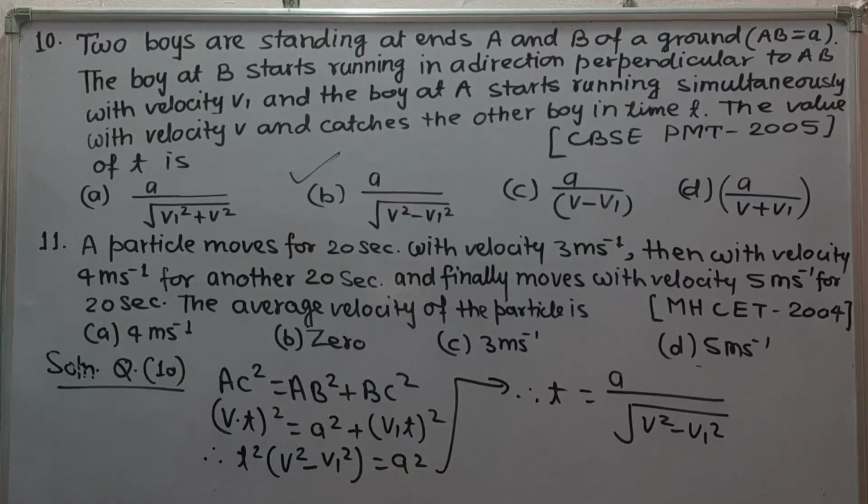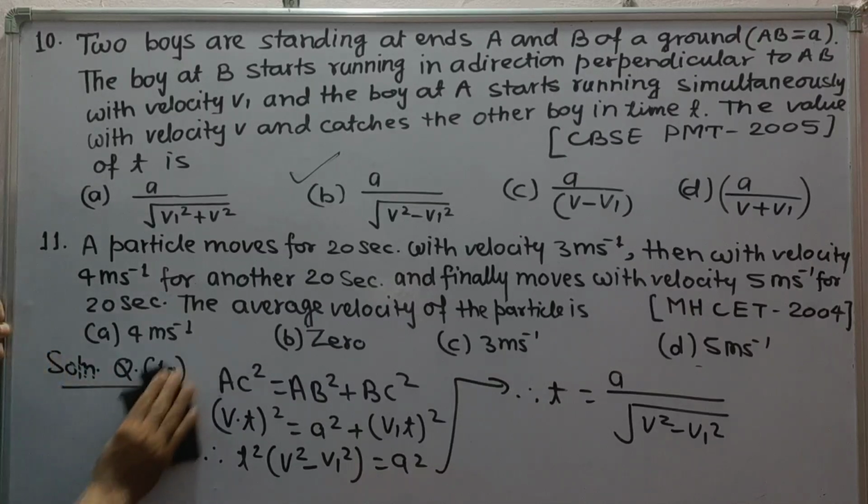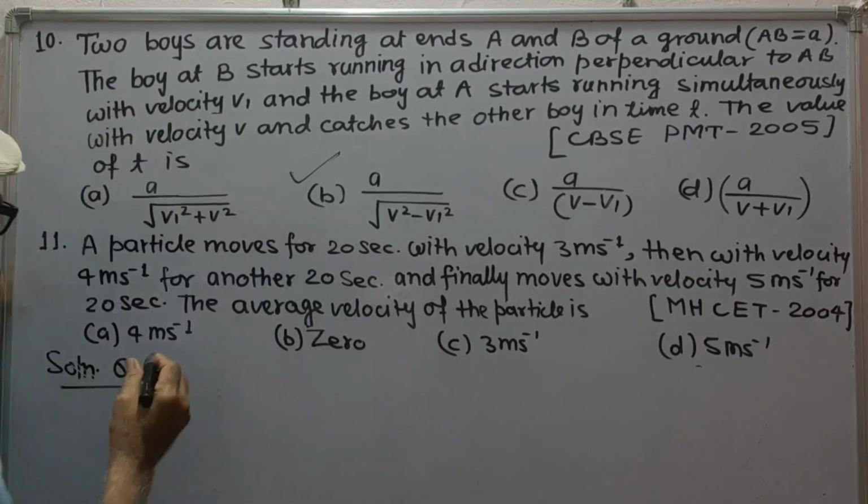Next question number 11. The question is, a particle moves for 20 seconds with velocity 3 meter per second, then with velocity 4 meter per second for another 20 seconds, and finally moves with velocity 5 meter per second for 20 seconds. The average velocity of the particle is. Now, solution to question 11.